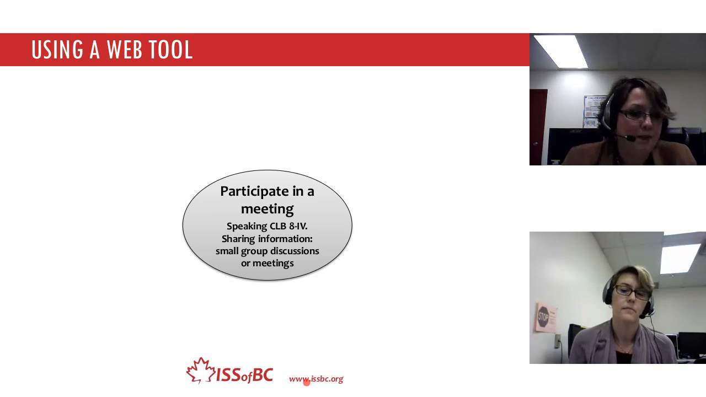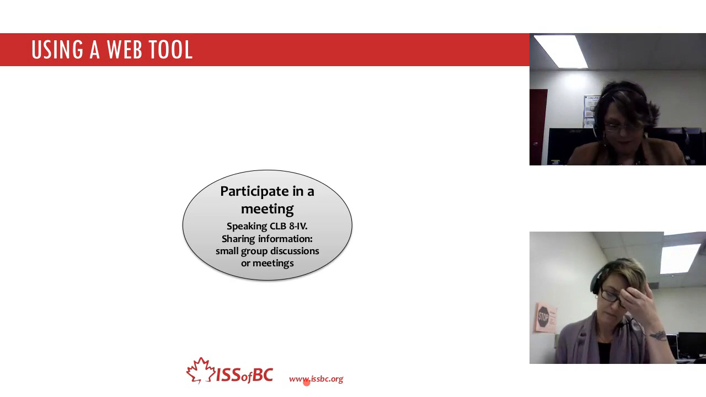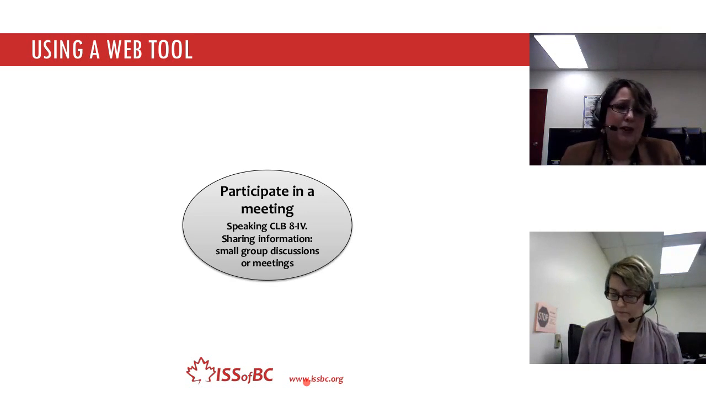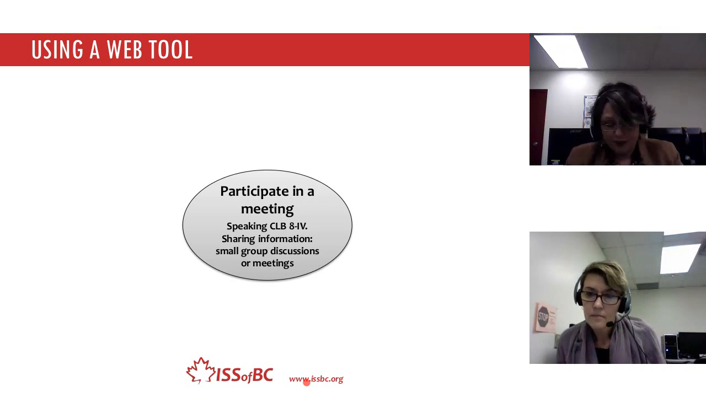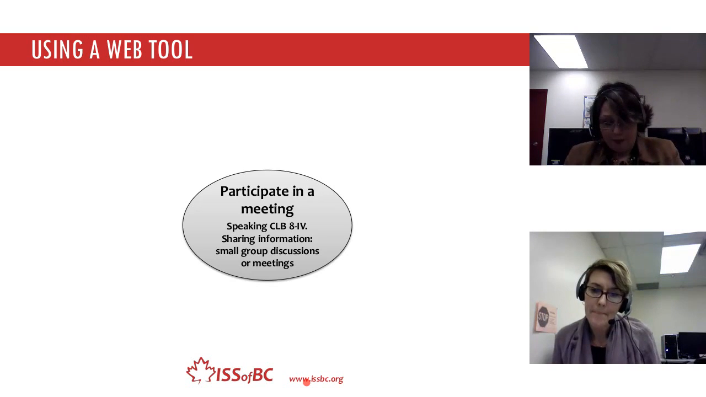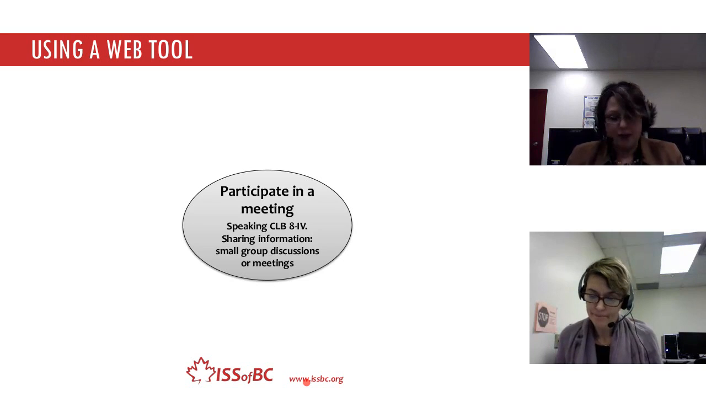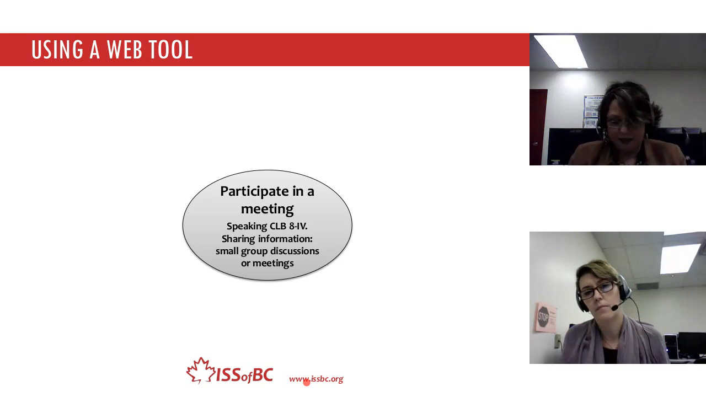To show you what we mean, let's create a web for a particular CLB task. Let's look at the example of speaking CLB 8-4, sharing information and small group discussions or meetings. If you have a CLB document, this is on page 59 of the revised document. The CLB task we've chosen is participating in a meeting. This could be any kind of meeting, a strata meeting, a PAC meeting, a formal business meeting, and so on.